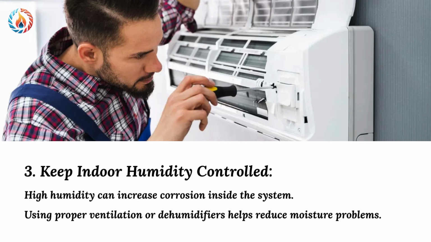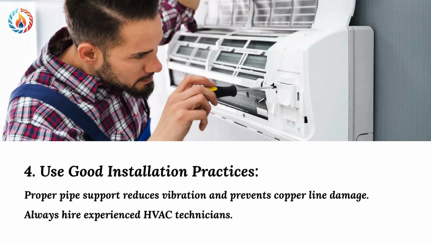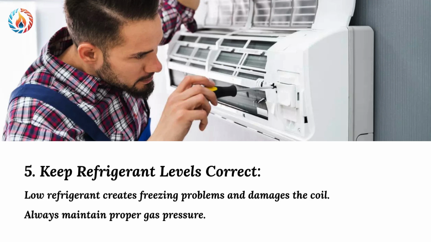3. Keep indoor humidity controlled. High humidity can increase corrosion inside the system. Using proper ventilation or dehumidifiers helps reduce moisture problems. 4. Use good installation practices. Proper pipe support reduces vibration and prevents copper line damage. Always hire experienced HVAC technicians. 5. Keep refrigerant levels correct. Low refrigerant creates freezing problems and damages the coil. Always maintain proper gas pressure.